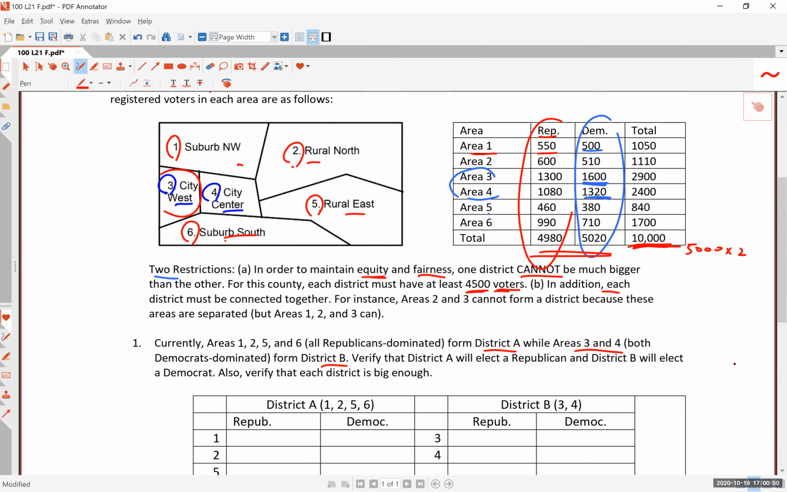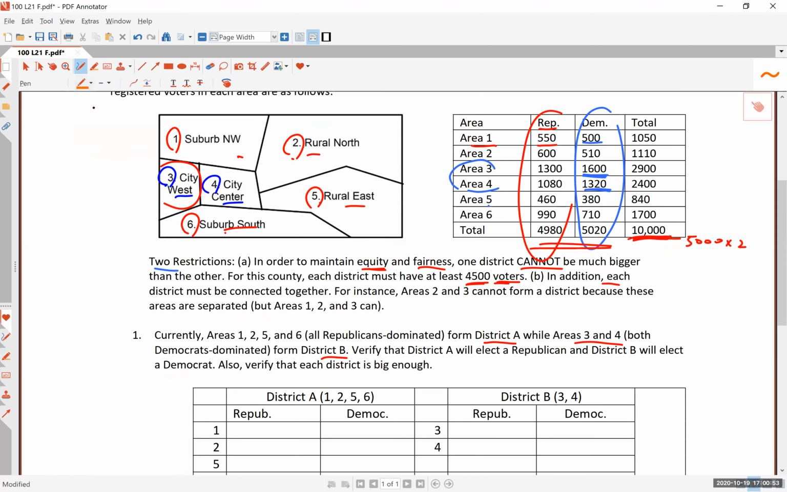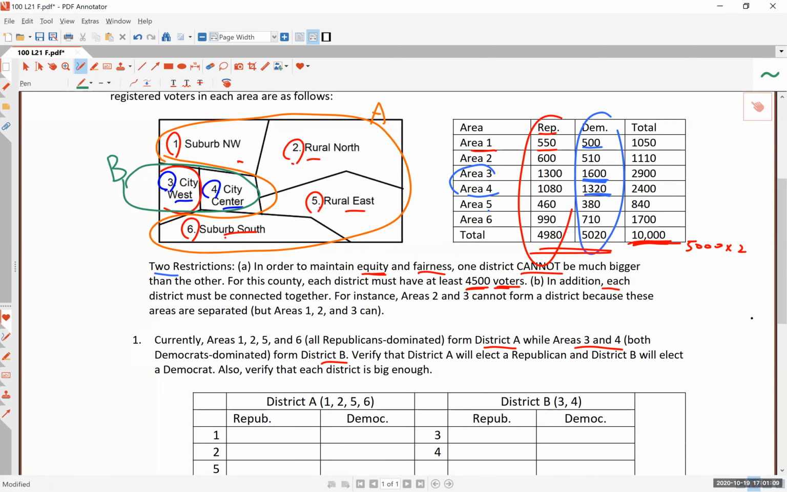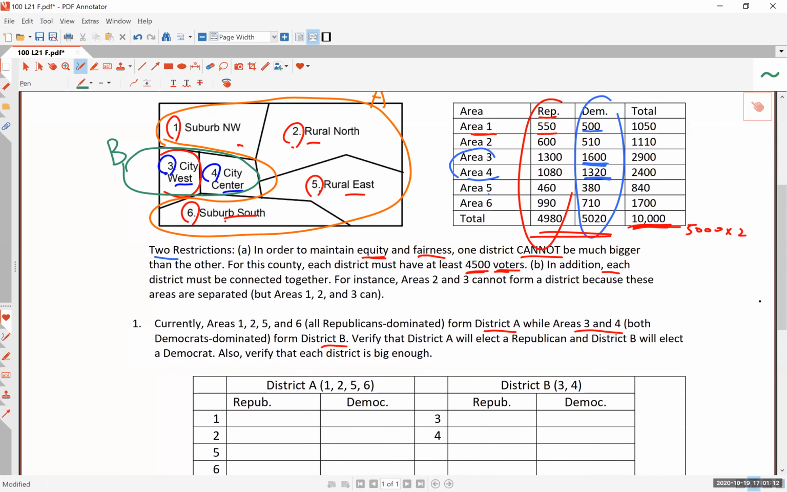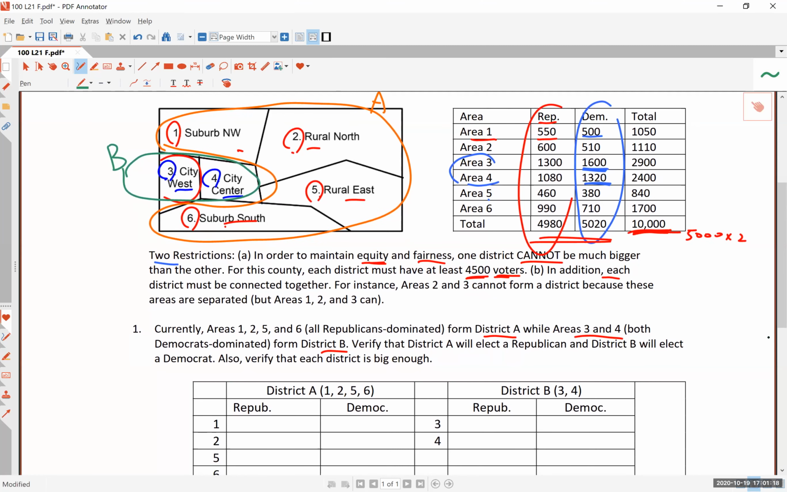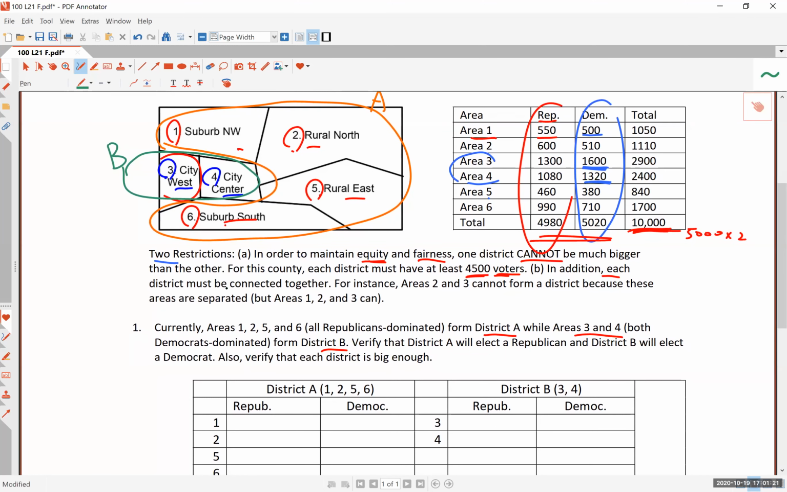Let me go ahead and draw these two districts in orange. So this is District A, and this is District B. You get that right now, currently, those are the two districts. District A belongs to the red party and District B belongs to the blue party. Let's make sure that this is in compliance with the two restrictions. The connectivity restriction is okay, right? Because A is connected together, B is connected together geographically, so that's fine. How about this 4,500 voter rule?